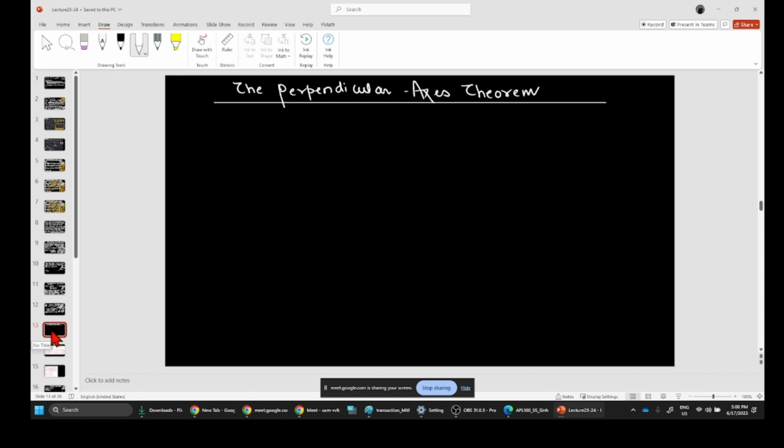Now let's move to something which you are more familiar with. As far as the inertia tensor of an RB is concerned, there is a theorem called the perpendicular axis theorem. We will write the statement of that and then we will quickly prove it. Again, this will be useful in solving problems. So what is the perpendicular axis theorem?